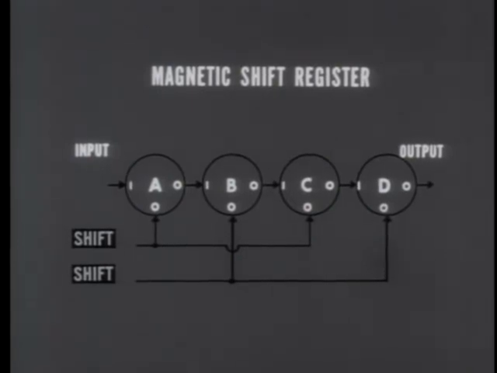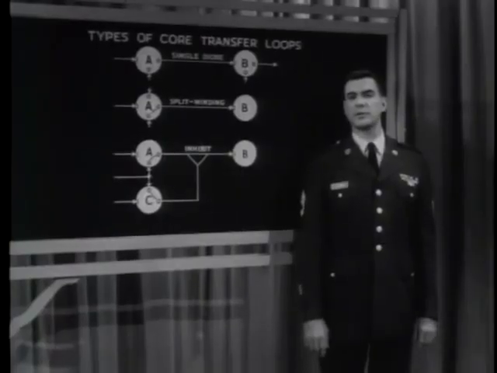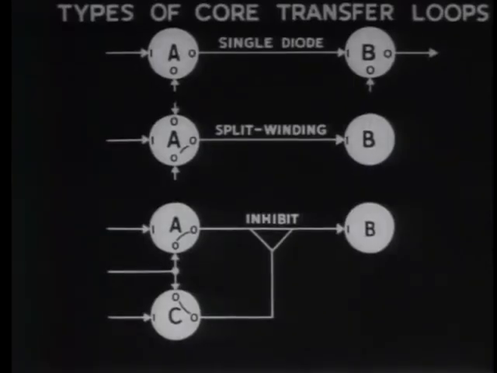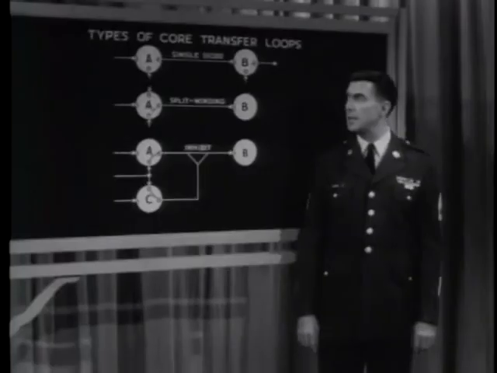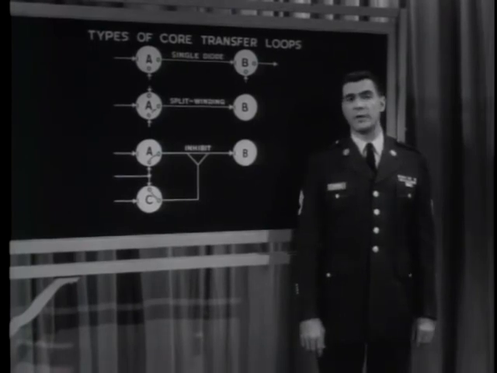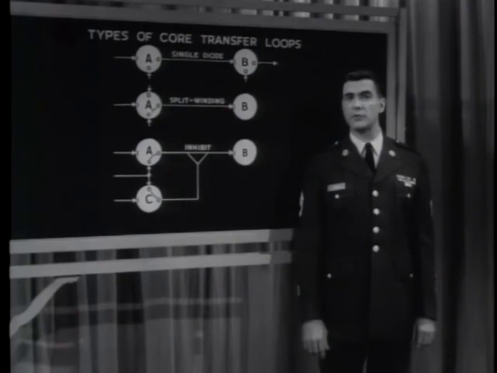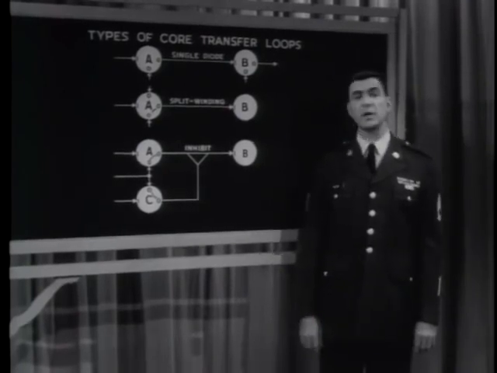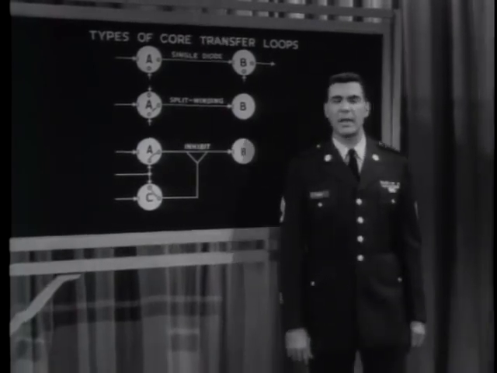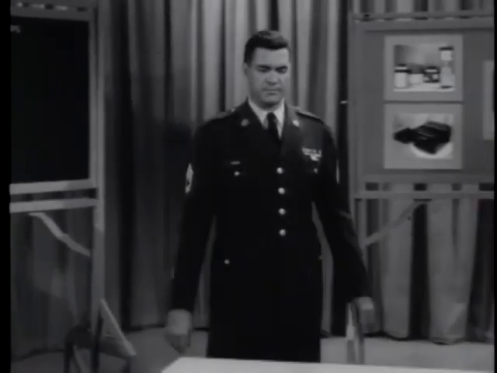We've been looking at a serial register. It handles information serially, 1 bit at a time. But registers that work in parallel are put together by combining split winding loops with single diode loops. In fact, almost all the functions of control, logic, and arithmetic are achieved by using these 3 loops, singly or in combination. They have many advantages.